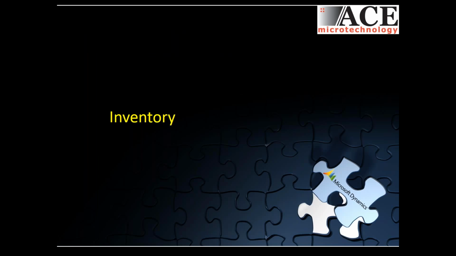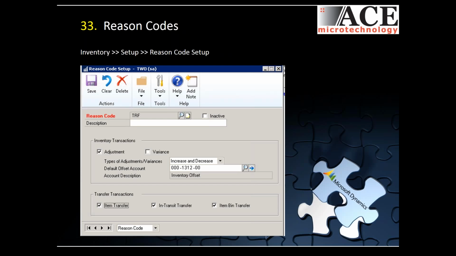Moving on to inventory. Inventory now has reason codes. The reason codes are really just a way of giving you an extra way to identify how inventory is moving through your warehouses, why they're being moved. And what I like most about it is the fact that I can actually control how I'm posting to the general ledger using this tool.